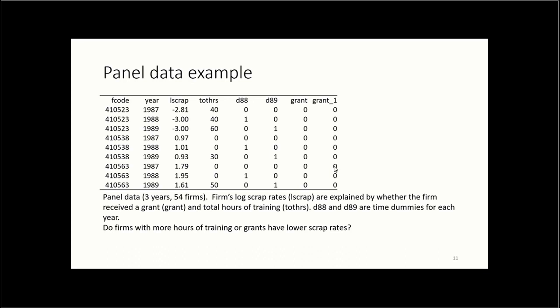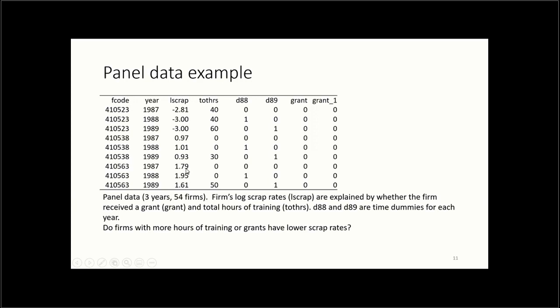So a question that we have is, do firms that have more hours of training or grants have lower scrap rates? Basically, do they have better productivity? So these are the original variables. Sometimes during the analysis, we would be forming different variables here. So for example, we could be calculating the average over time for this firm. That would be the average for this. This would be the average of this firm over time.